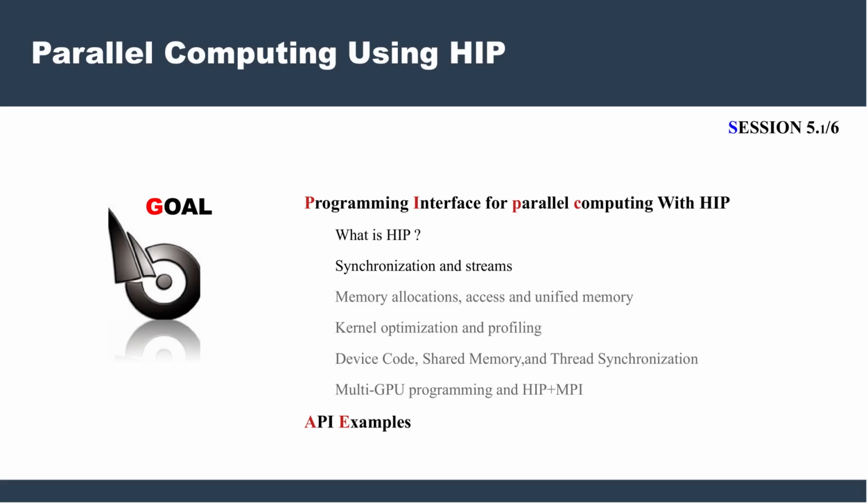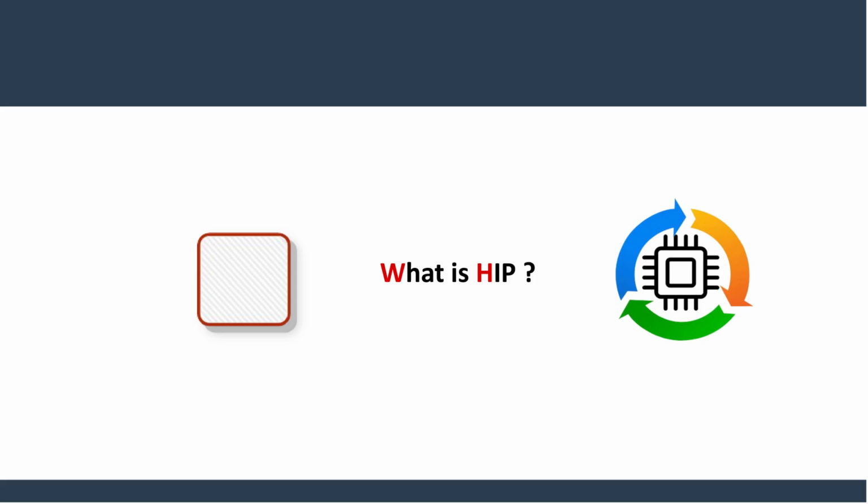HIP is a C++ runtime API and kernel language. It enables developers to create portable applications that run on both AMD accelerators and CUDA devices. HIP provides a common programming interface, facilitating seamless development across different hardware platforms.